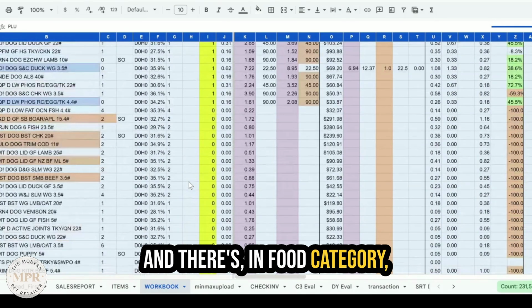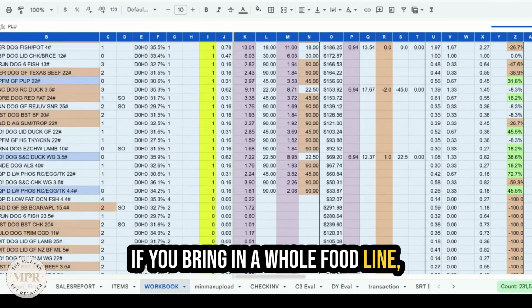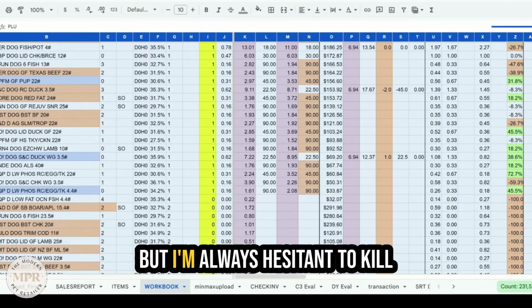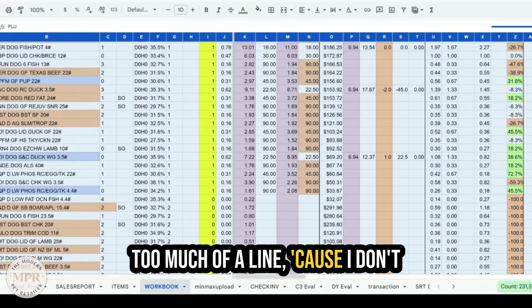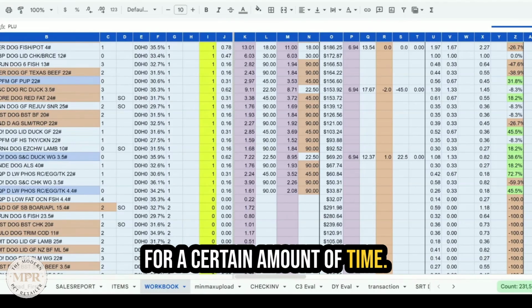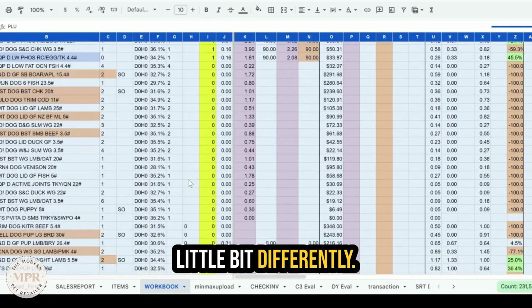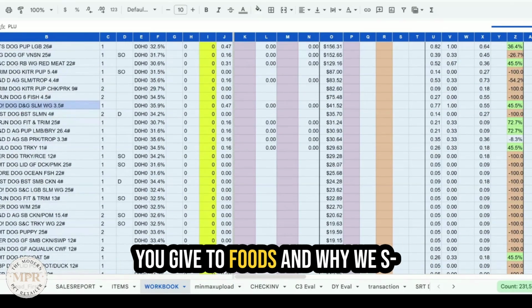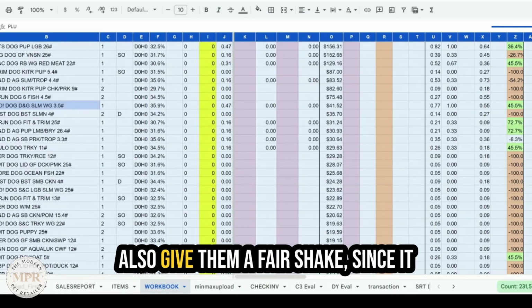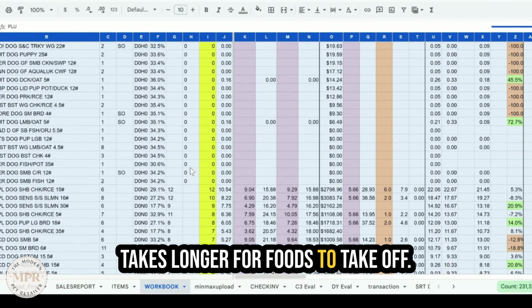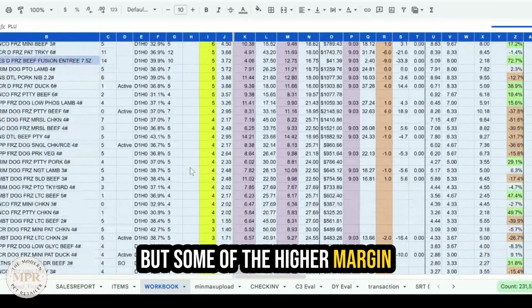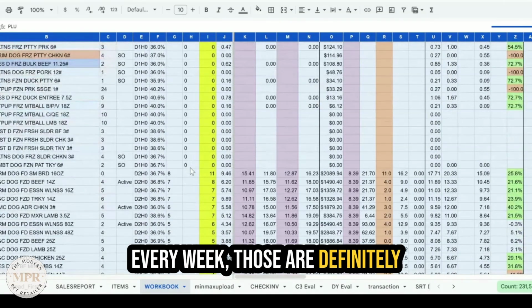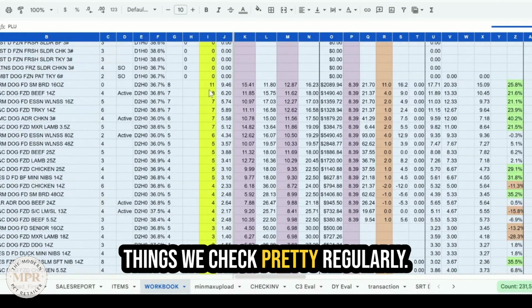And in the food category, there is some finessing. If you bring in a whole food line, naturally there's going to be things that just sell better and some things that don't. Those you can just kill. But I'm always hesitant to kill too much of a line because I want to give it a fair shake for a certain amount of time. So food, I evaluate a little bit differently. And again, we went over that at the first roundtable of killing products and what kind of leeway you give to foods, and why we properly evaluate them but also give them a fair shake, since it takes longer for foods to take off. But some of the higher margin items, things that we just need to have turning in high multiples every week, those are definitely things we check pretty regularly.